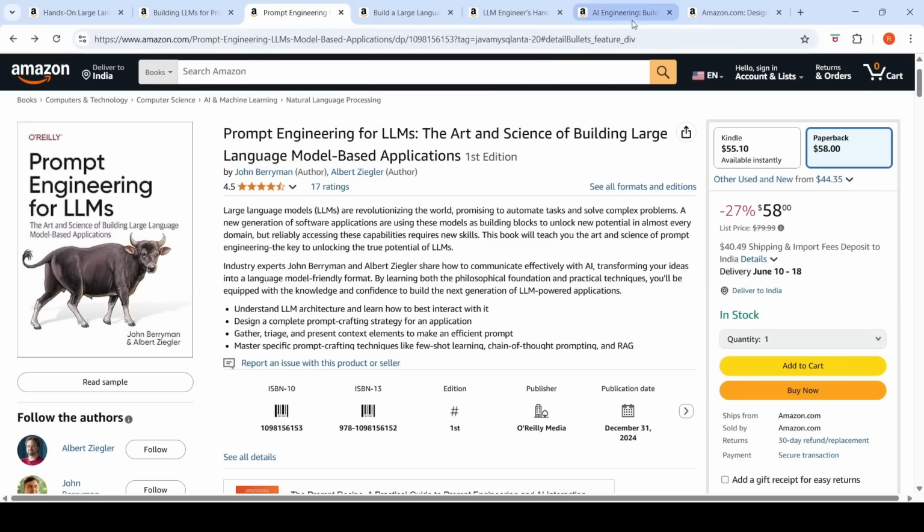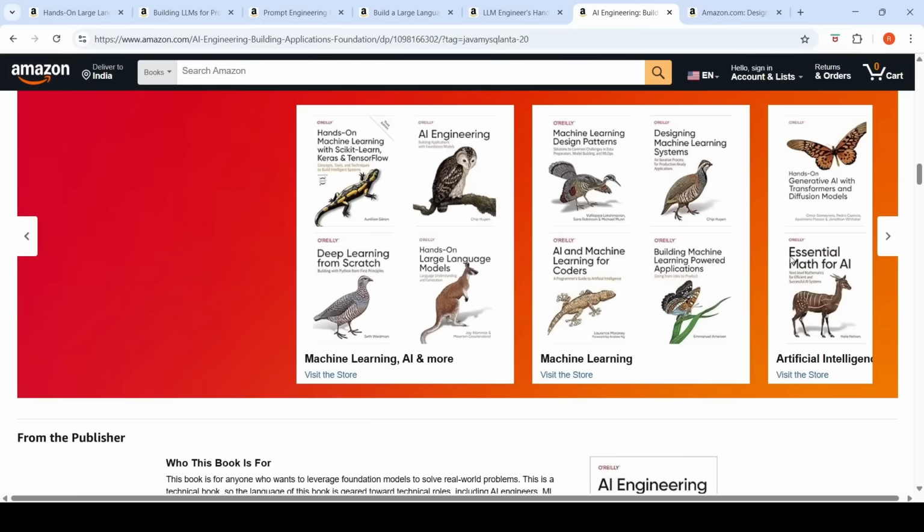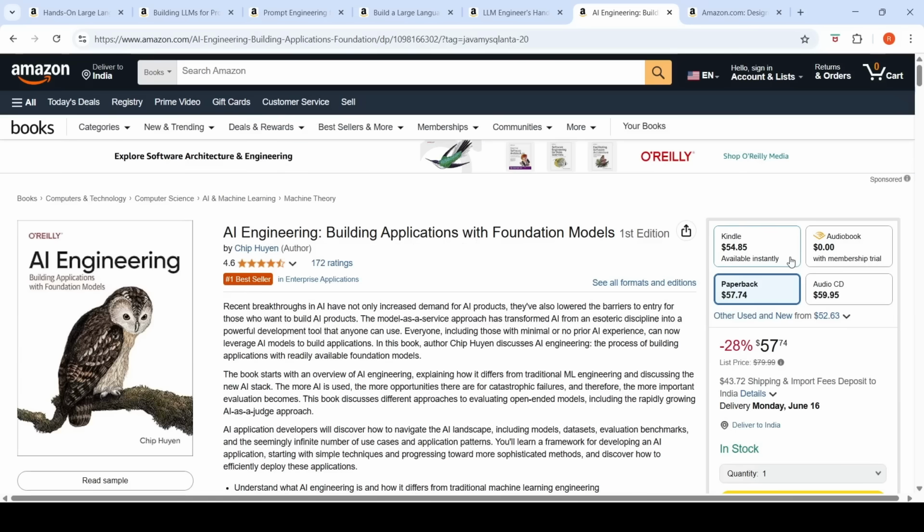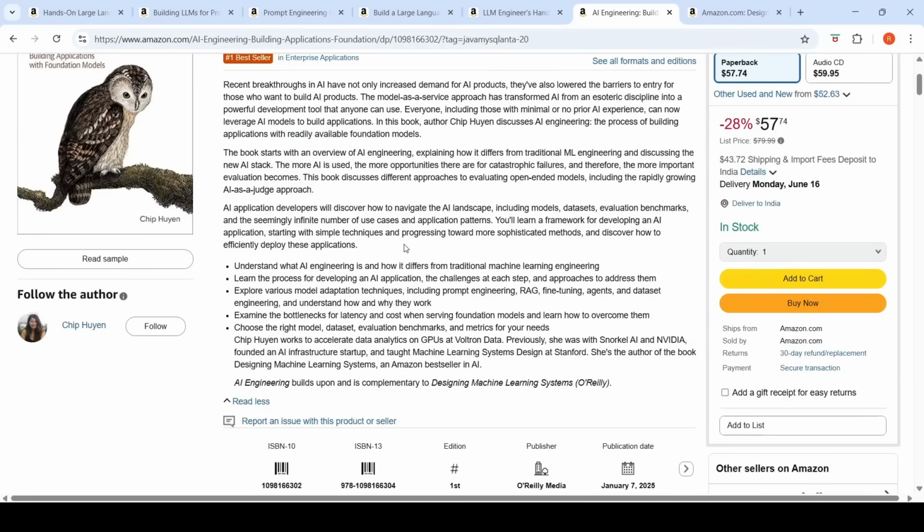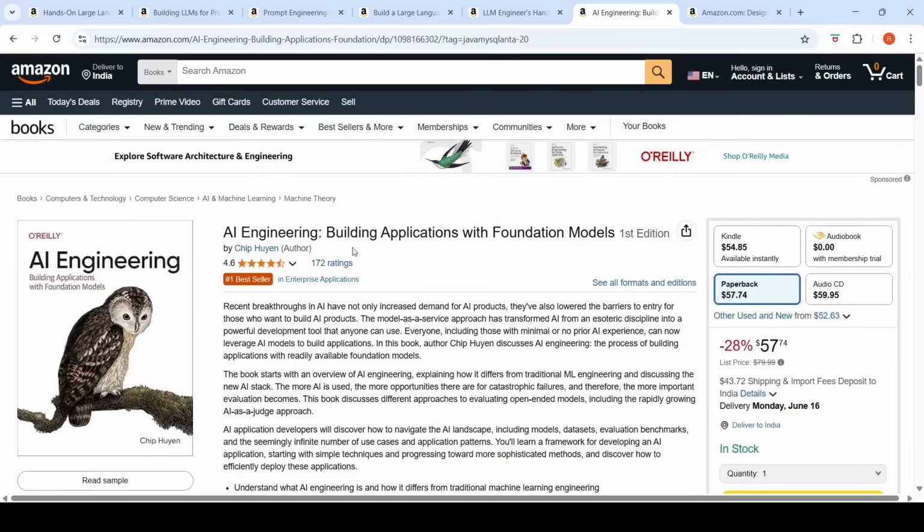Now, if you want to look at AI engineering as a whole, right? What are foundational models? How is AI engineering different from traditional machine learning engineering? What are the various techniques like prompt engineering, RAG, fine tuning, right? Understand more about latency and cost when serving foundational models, and how to overcome them. Then you can look at this book, AI Engineering, Building Applications with Foundation Models from Chip Huyen.